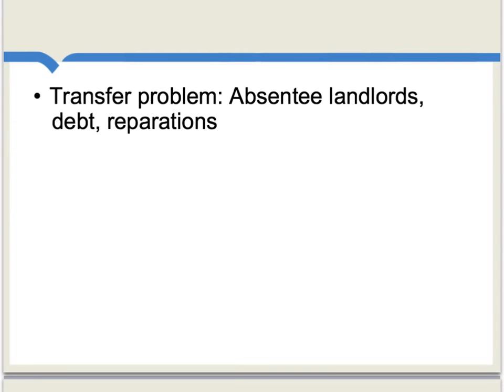Mill also made some initial progress on what later came to be called the transfer problem. The transfer problem arises when you have systematic shifts of money out of a country abroad. An example given by Mill would be absentee landlords in Ireland. You could also apply this to debt payments or reparations payments. It's no surprise that the transfer problem received a lot of attention in the 1920s. Mill didn't really solve the analytics of the transfer problem, but you can see him starting to make progress on it.